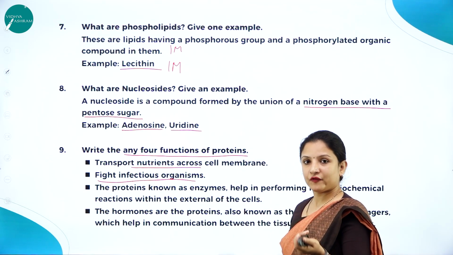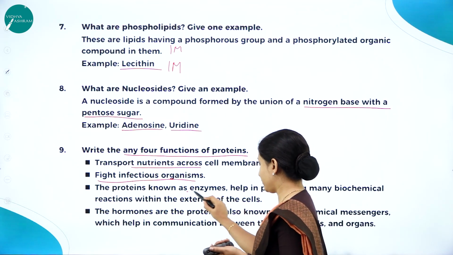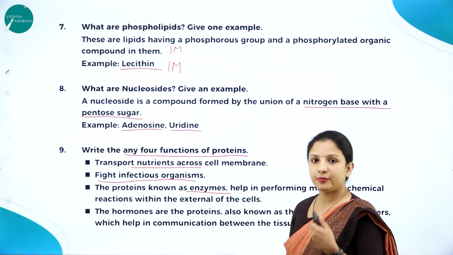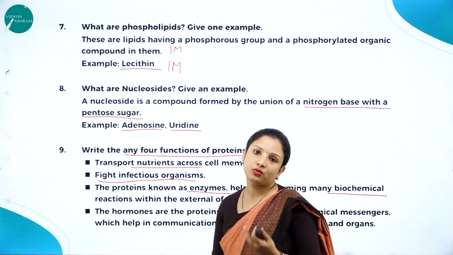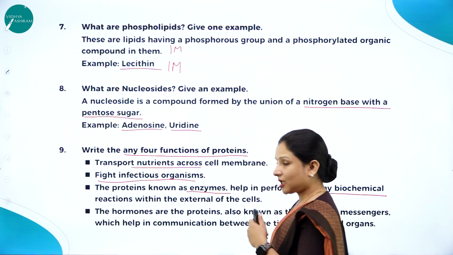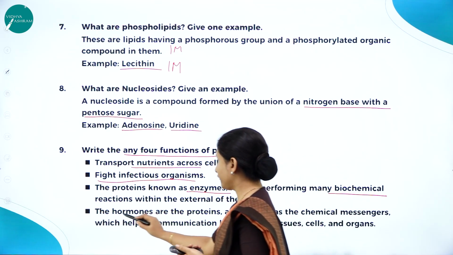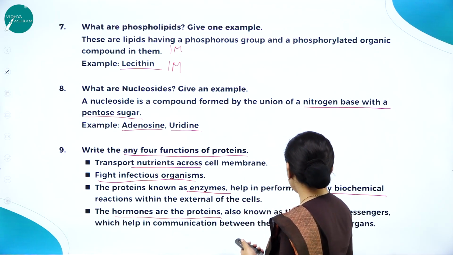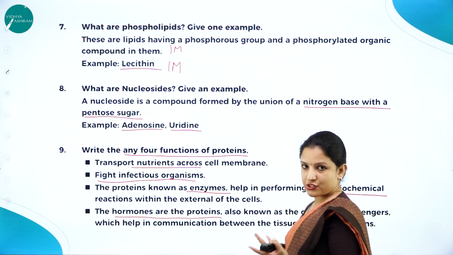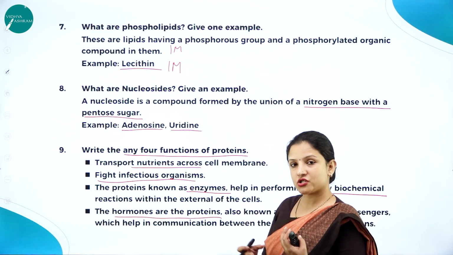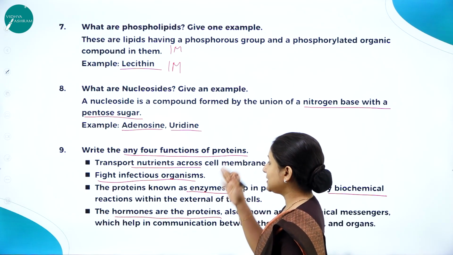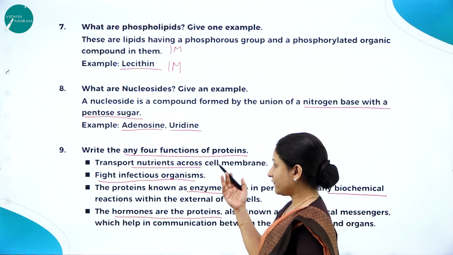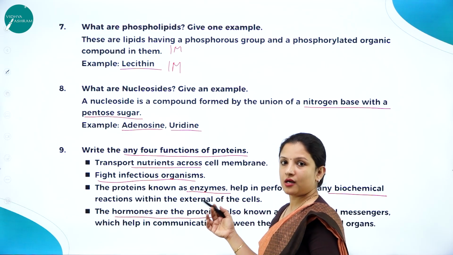Some of the proteins, enzymes, are made up of proteins and they help in performing various biochemical reactions in the cell. And some of the hormones are also made up of proteins itself and they act like chemical messengers, wherein they carry information in the form of chemicals from one part of the body to the other. So these 4 functions, if you write, each function that you write will carry half a mark, therefore you will get 2 marks.